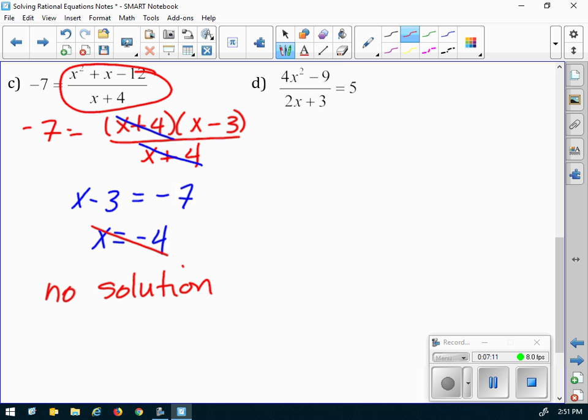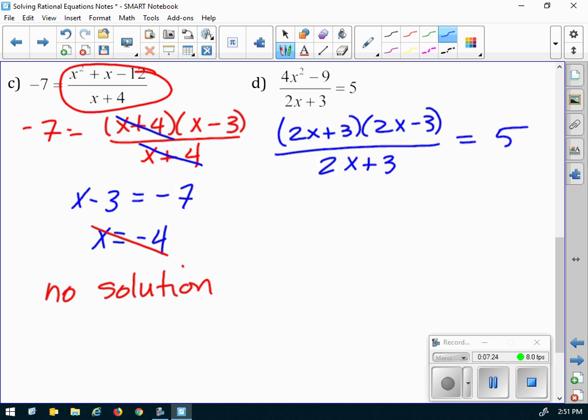Yes, that numerator is a difference of 2 squares. (2x plus 3)(2x minus 3) over 2x plus 3 equals 5. Do you see how at least one of them cancels? So 2x minus 3 equals 5. Can you solve that equation in your head?